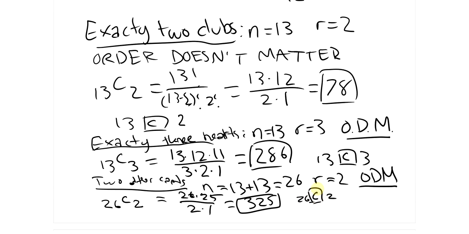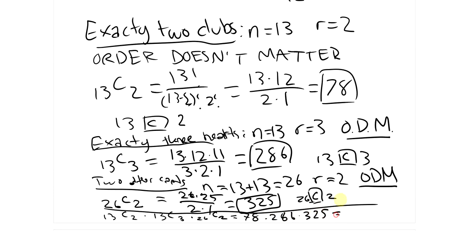And then our solution, because we have exactly 2 clubs and then exactly 3 hearts and exactly 2 other cards, our final answer will be 13C2 times 13C3 times 26C2. See if I can split that up. And that is our 3 answers: 78 times 286 times 325, which equals our final answer, 7,250,100.